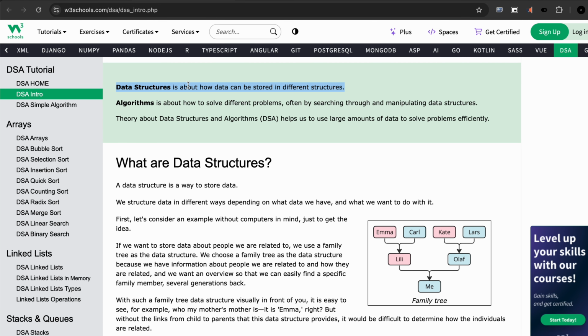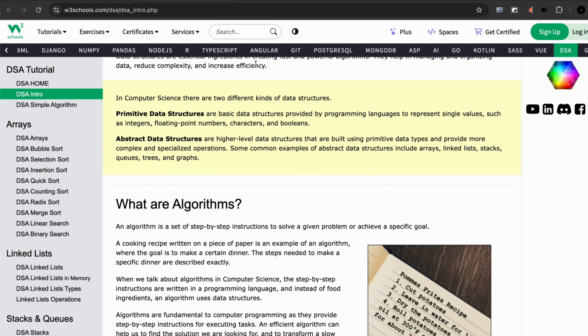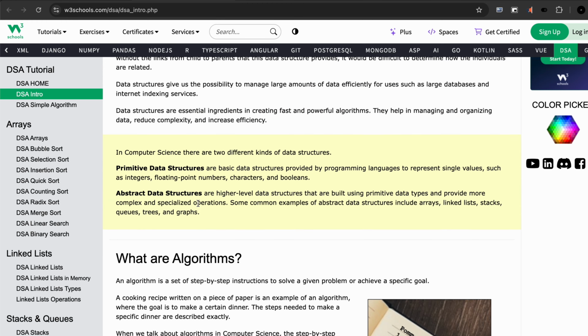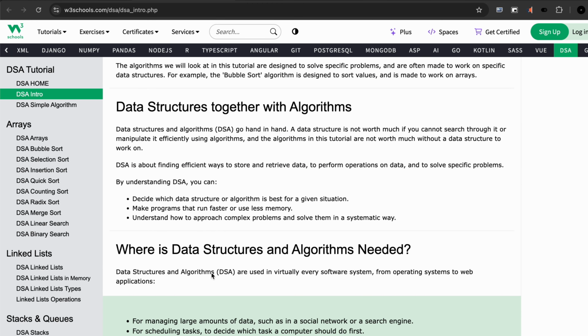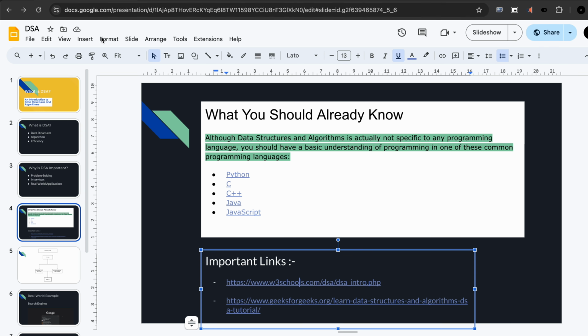without any difficulty. Data structure is about how data can be stored in different structures, and algorithms is how to solve different problems, often by searching through them and manipulating data structure. Theory about data structure and algorithm help us to use large amount of data to solve problem efficiently, and this is one of the example, and you can learn more from this article, and I will summarize all the things in this introduction video.